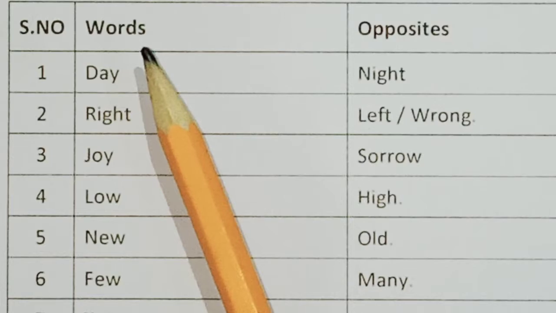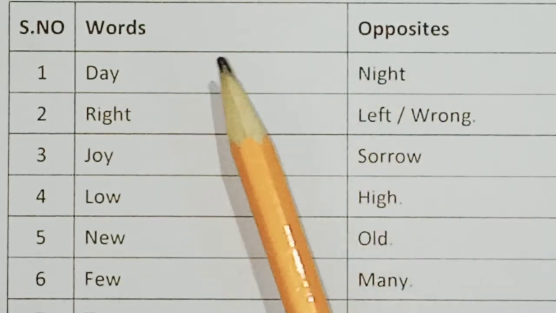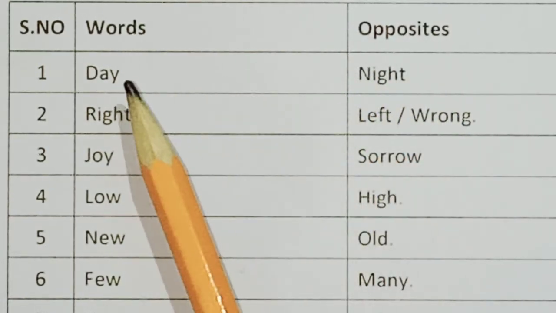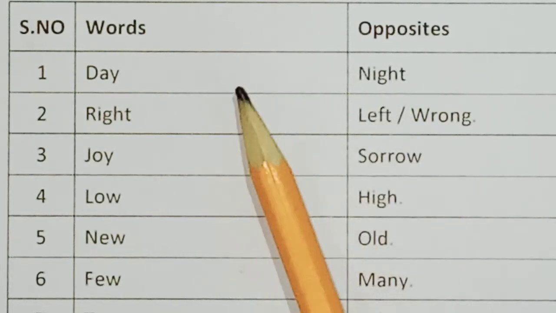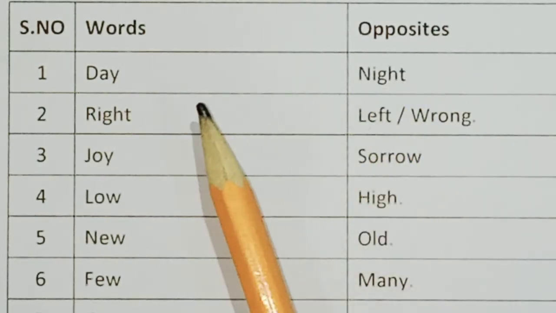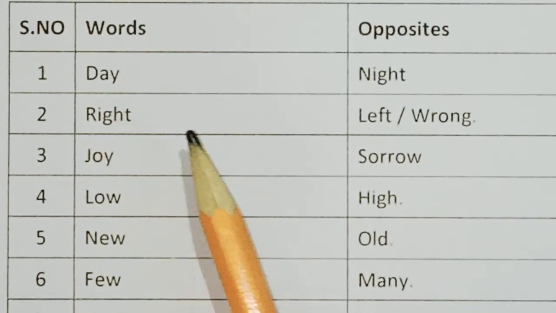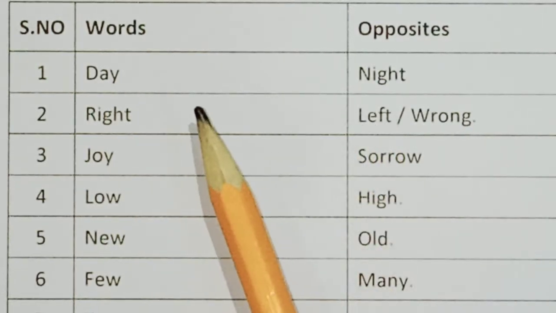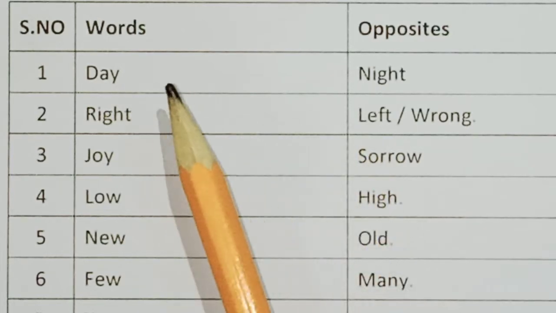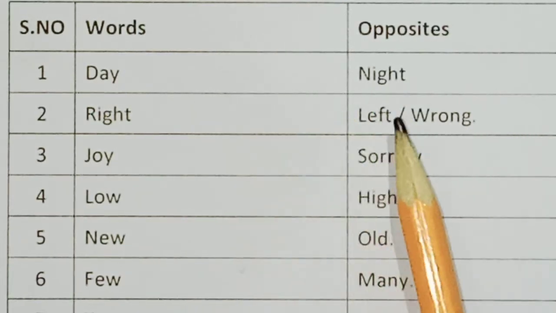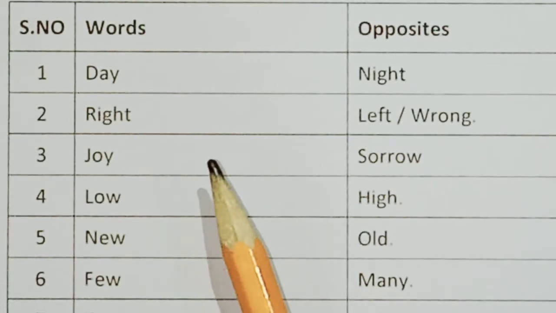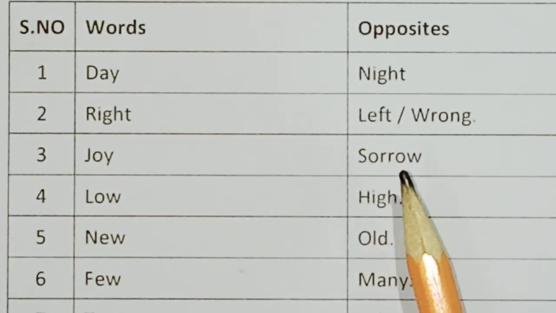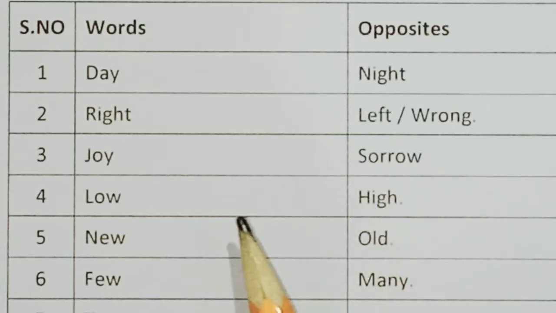Dear students, now we'll be studying words opposites, means alfaz mutazad. The first word is day and the opposite of this word is night, matlab din or raat. The next word is right or left, daaye or baaye, or we can say right or wrong, sahi ya galat. The third word is joy. Joy means khushi, and the opposite of this word is sorrow, matlab gham.